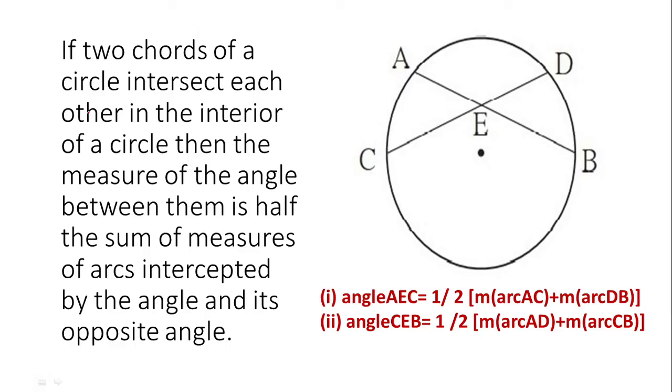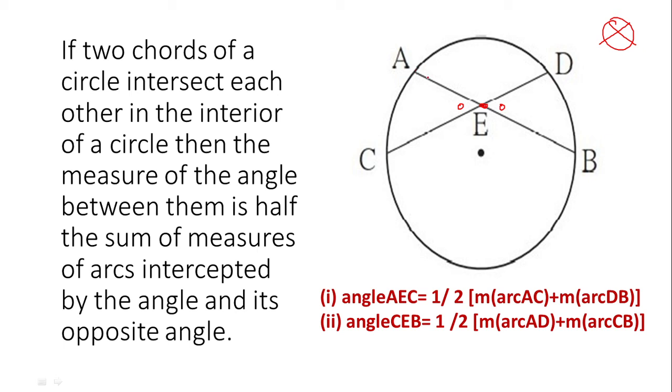Next, if two chords, this is also an important property, and based on each property we have sums in the practice set. Here, more than the statement, you have to focus on the figure. When you see such a figure where in the circle you can see an X, you have to go for this property. If two chords of the circle intersect in the interior of the circle, then the measure of the angle between them is half the sum of the measures of the arcs intercepted by the angle and its opposite angle. In a very simple manner I will tell you.